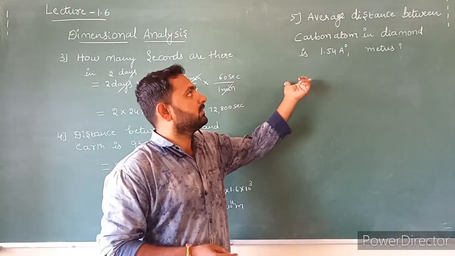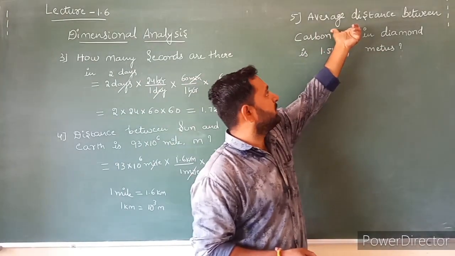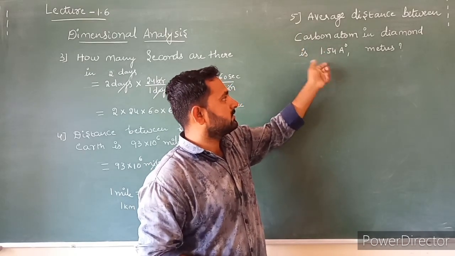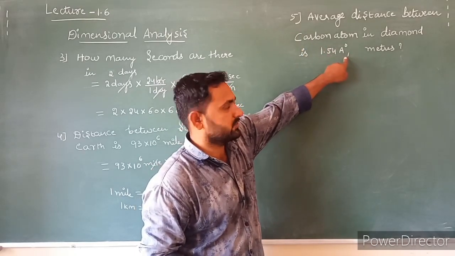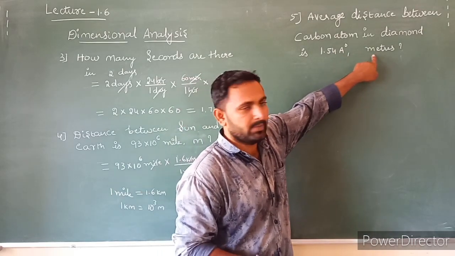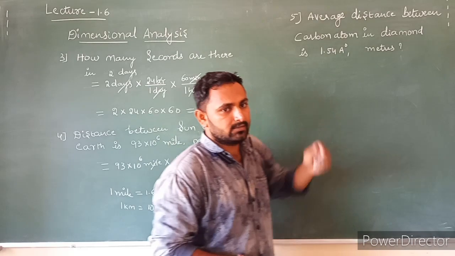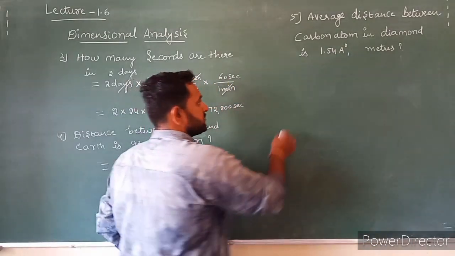The next numerical. The average distance between carbon atoms in diamond is 1.54 angstrom. Calculate in meters. Here we have to convert angstrom into meters. Now let us convert step by step.